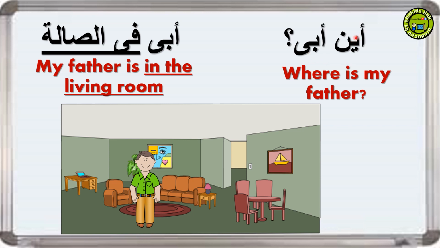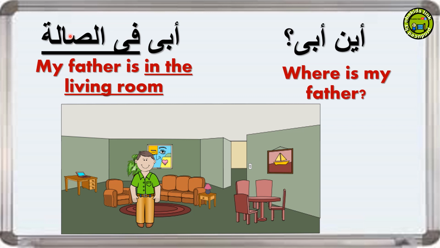أين أبي means where is my father. As you can see, Aina is used to ask about where is my father, but this time the subject is taking a pronoun, yaa. The reply to it is Abi fi salati. Abi is subject or mubtada, fi is harf al-jarri or preposition, and salati is ismu majroor.